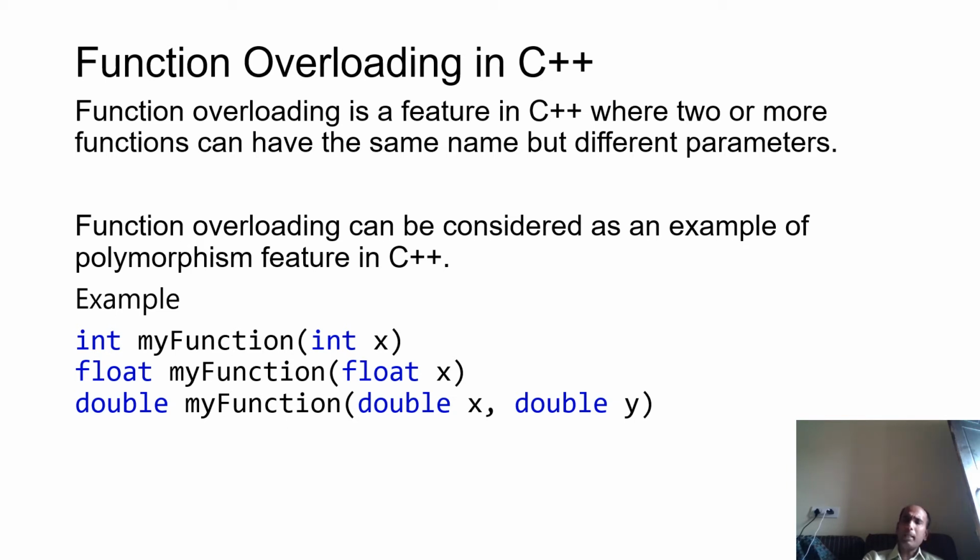In the previous example, we saw that we created more than one constructor in a program. If you recall, the parameters were changed. That's why that program was running, and that is actually constructor overloading. So for example, I have created three functions of the same name, myFunction. The first function is receiving integer x, the second function is receiving float x, and the third function is receiving two double arguments. So when you pass an integer value, the first function will be called. When you pass a float value, the second function will be called. And when you pass two double values, the third function will be called.